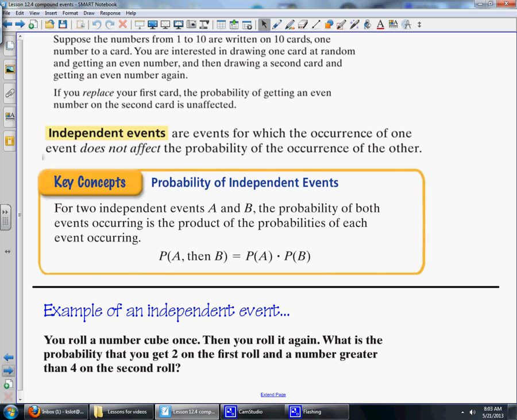So today we're going to talk about independent events. Really the only thing you need to copy down in your notes is this information right here. But this at the top is just an example of an independent event.